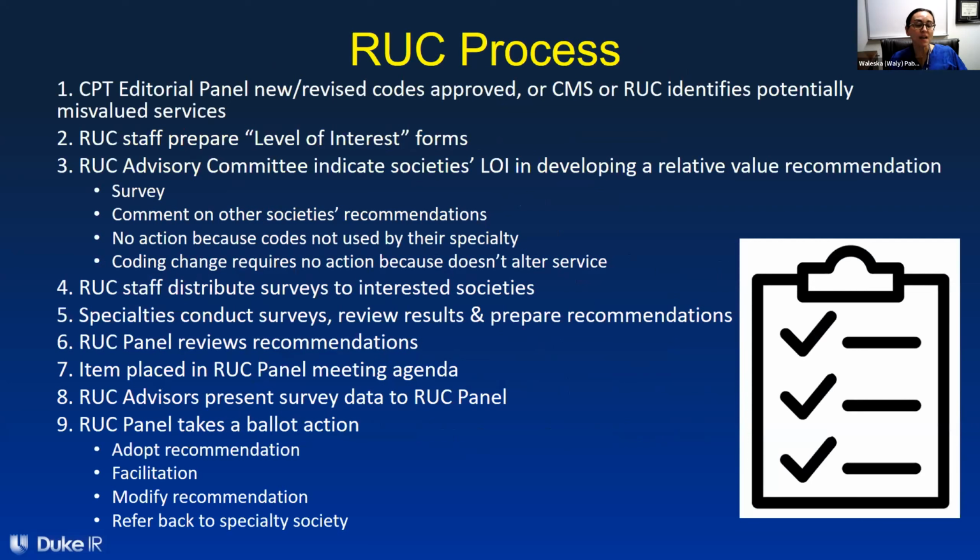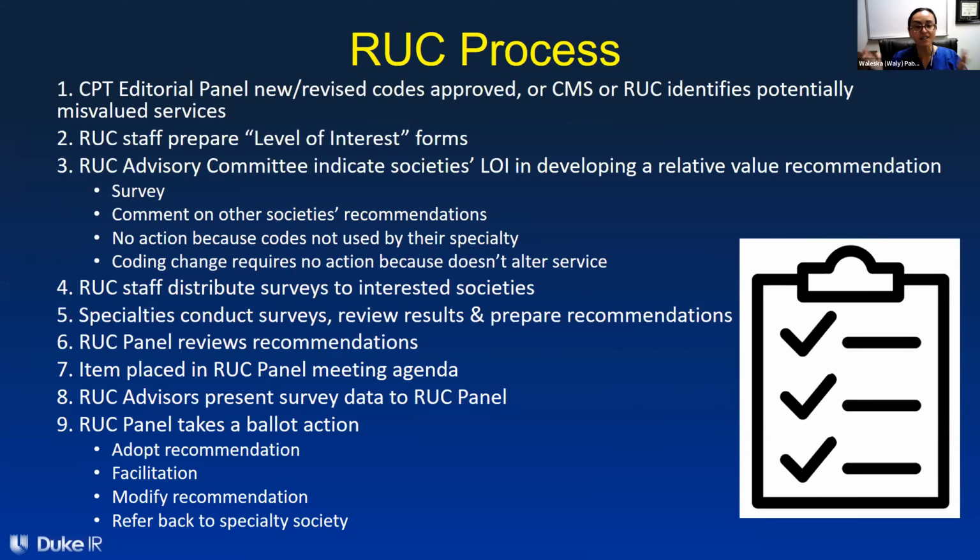These are the steps of the RUC process. And it's similar to the CPT process, except that when the specialty societies submit the survey data, the RUC panel reviews the recommendations, but they don't get back to the specialty societies with recommendations on how to change things. They just review the results of the survey, and then the specialty societies, the advisors and alternate advisors present that data in front of the RUC panel.